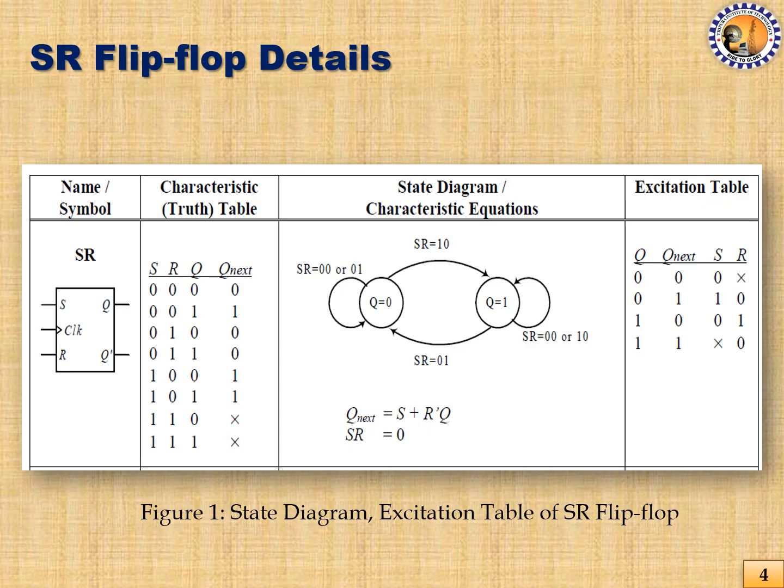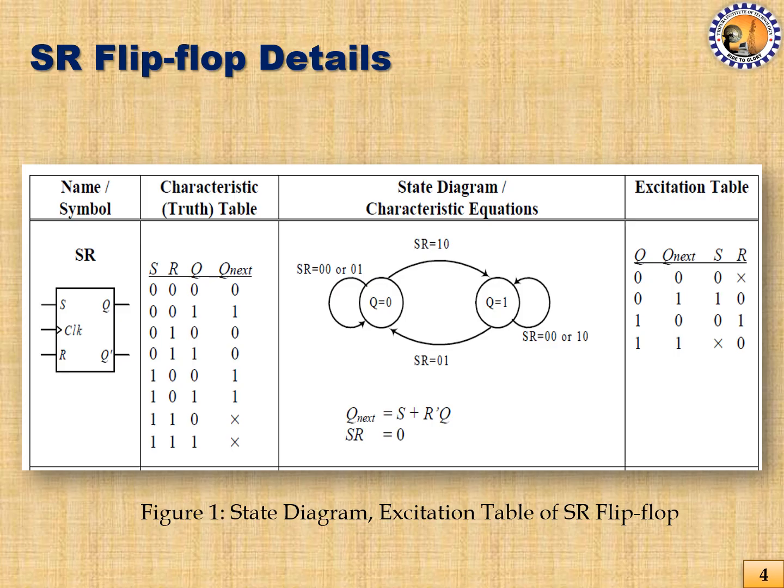In case of SR flip-flop, there is an indeterminate or forbidden condition when S and R are both simultaneously 1. This is an unusable condition, and normally we do not use it because the output remains unpredictable. That's why a don't care condition has been applied.